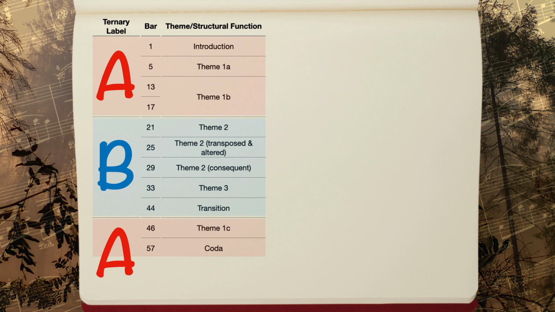Following an introduction, themes 1A and 1B comprise the opening A section, while 1C is a form of recapitulation that follows the middle B section. Theme 1C also transitions into the closing codetta. The use of multiple themes in the middle section evokes a quasi-improvised or through-composed feeling to me.